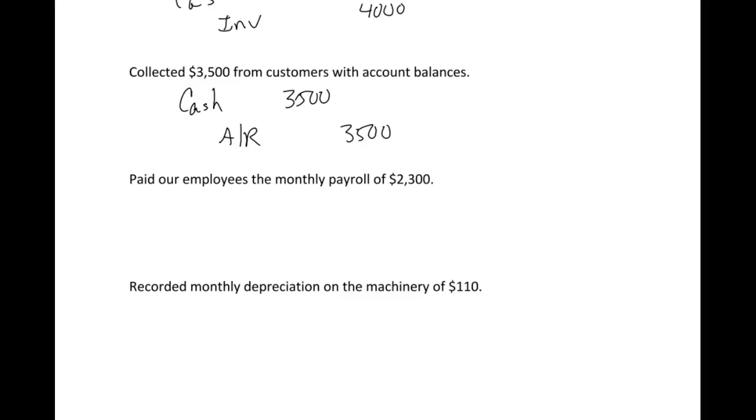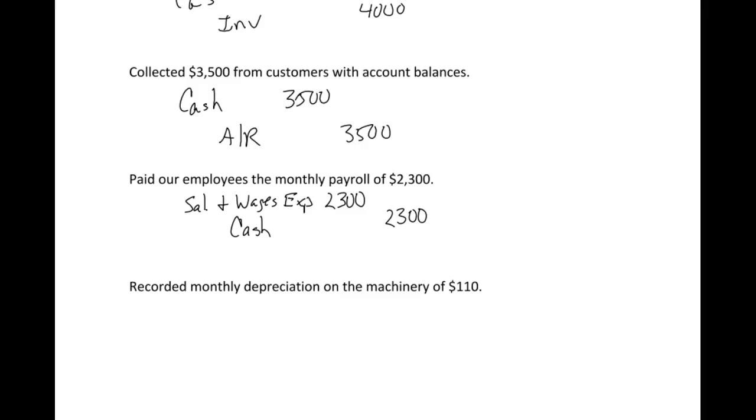All right, we paid our employees. We'll just call this salary and wages expense. Typically the difference between salaries and wages is that salaries are for people that are on salary, and wages are typically for people that are hourly. We don't really distinguish here, so we'll just lump them all together into salary and wages expense. It says we're paying them, so that means we're going to have a credit to cash for $2,300.